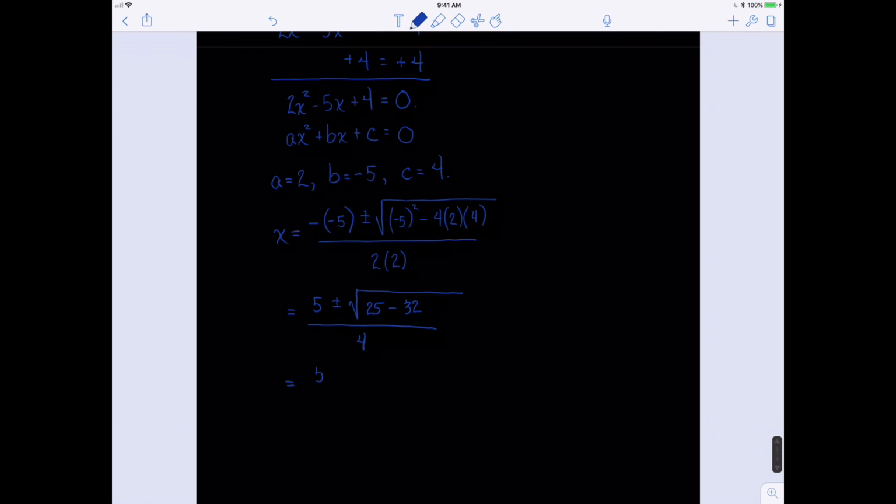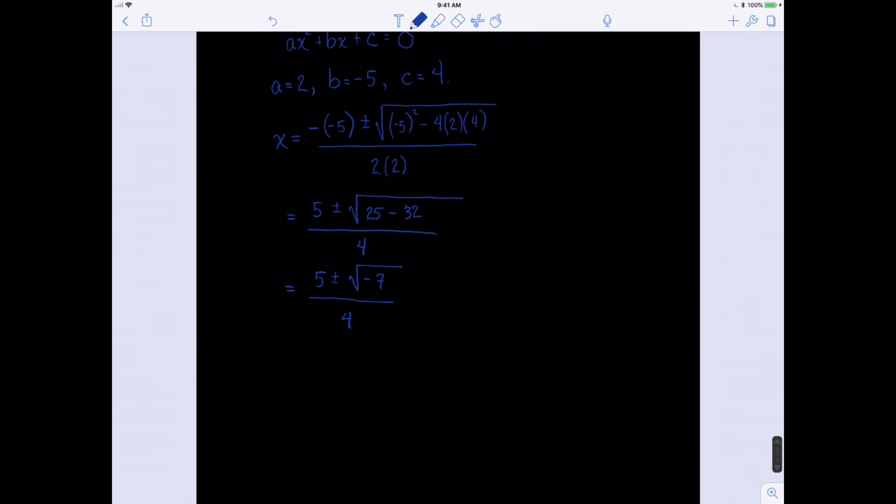So let's clean this up again. I have 5 plus or minus the square root of, and 25 minus 32 is negative 7. Divide all that by 4, and we have our final answer. You can bring my x down. My final result is that x equals 5 plus or minus i times the square root of 7, divided by 4. And that is how you use the quadratic formula.